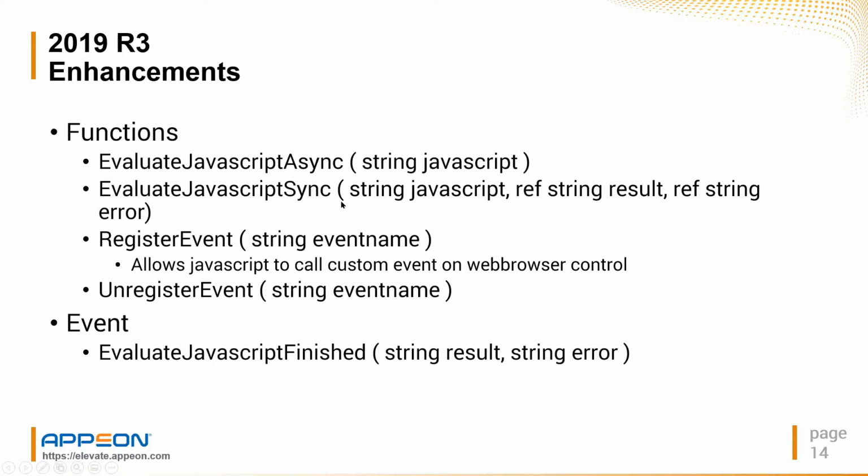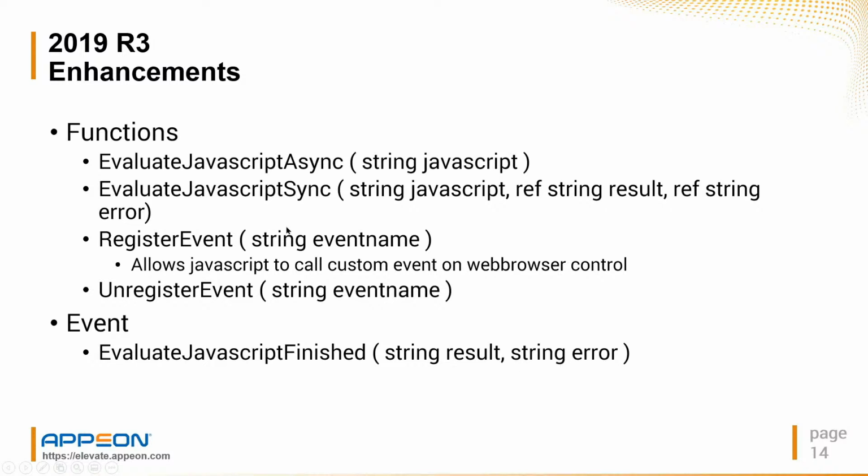If you do it synchronously, you pass in the JavaScript that you want to evaluate, and because it's synchronous, you can get the results back right away. So there's a string variable you pass in by reference for both that have the result and any error messages. If you do it asynchronously, that means the JavaScript is going to go off and do its thing, but your function call is going to end. Well, what happens is it calls this evaluate JavaScript finished event when it's done, and it passes back to you any result and any error.